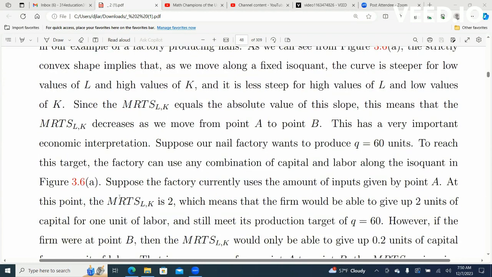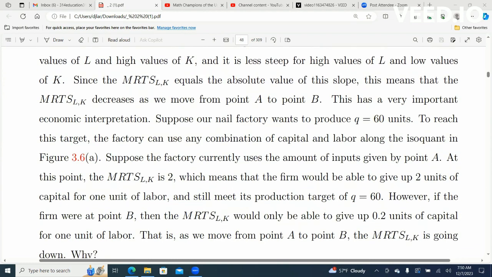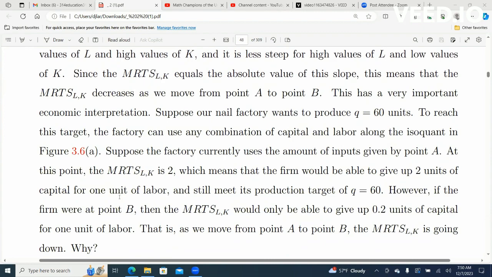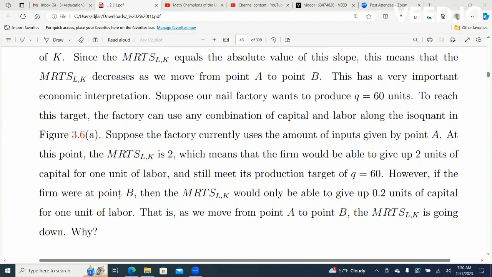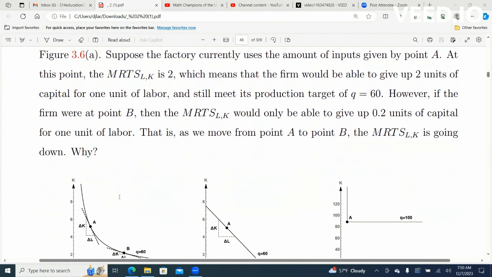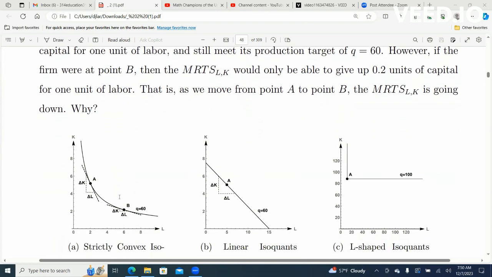Let's see if we can skip ahead. I want this to be the final video for this, but I'm not sure if I'm skipping anything important. We can read that if we want.